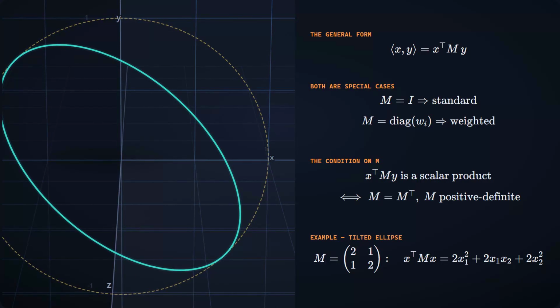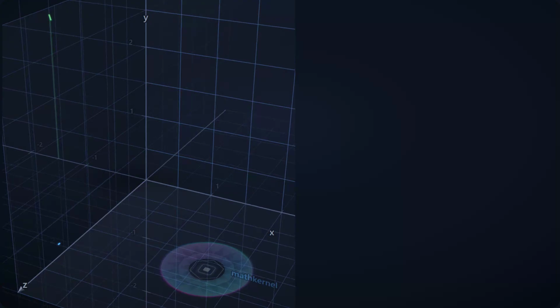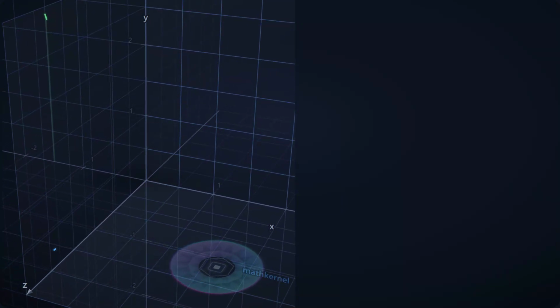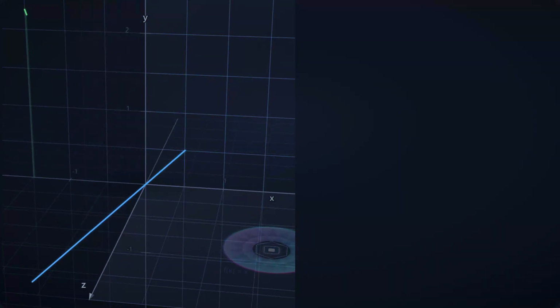Here's the leap that makes linear algebra feel infinite. The vectors don't have to be arrows at all, they can be functions. Functions as vectors, how am I supposed to picture the length of a function?